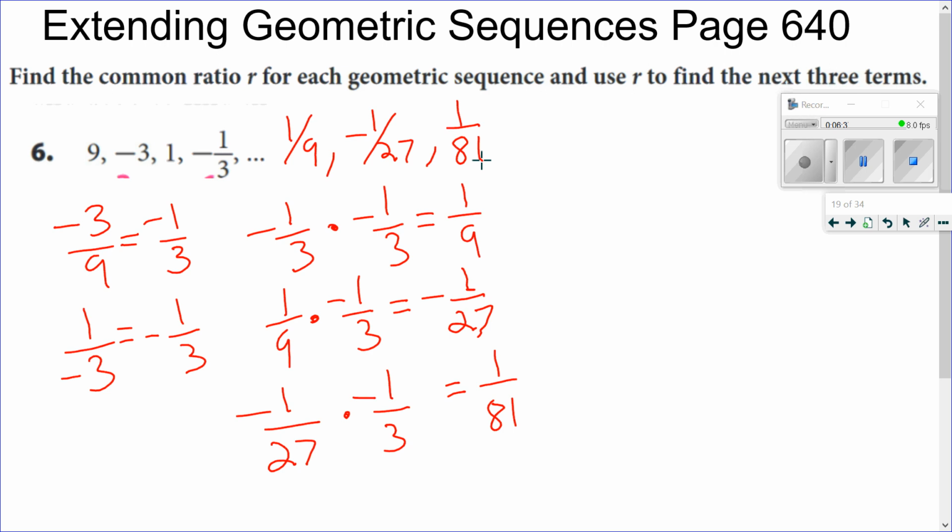So keep in mind, you want to find the common ratio by dividing the next term by the previous one with consecutive terms. And then take that ratio and multiply it by your last term to find your next term. But that is extending geometric sequences.